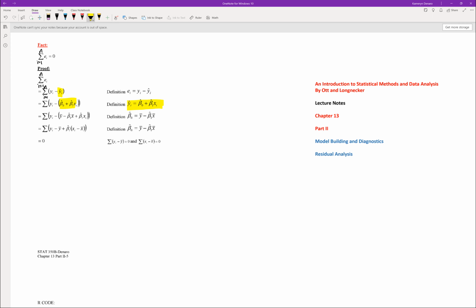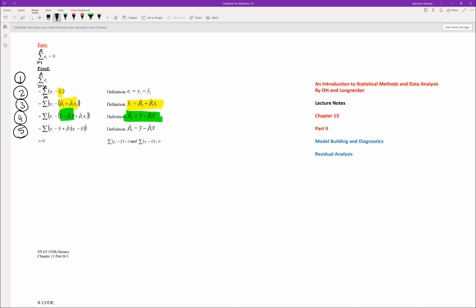And from there, we can also remind ourselves of the definition of beta 0 hat being equal to y bar minus beta 1 hat x bar. So I'm now substituting in beta 0 hat equaling y bar minus beta 1 hat x bar. And by rearranging this, let's number the lines. This is line 1, line 2, line 3, line 4. I'm going to get to line 5.